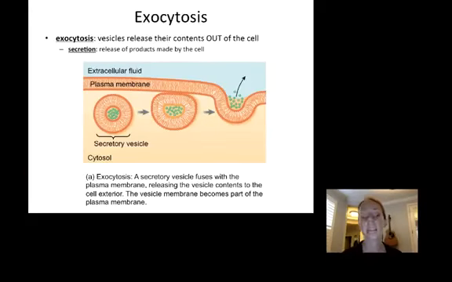The last type of membrane transport, yay, I know we're finally getting to the end, huh? This is a long lecture for you guys. The last type is exocytosis, and this is when vesicles release their contents out of the cell.